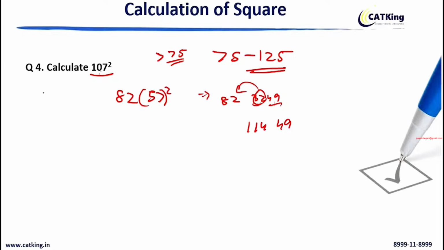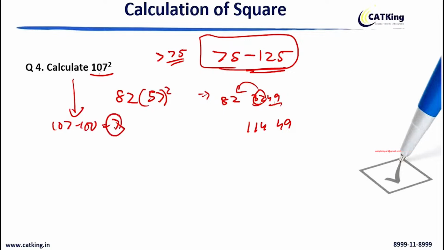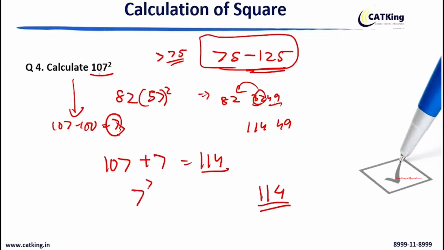I have an easy method for you for this range, for greater than 75. What you will do is, you will simply take the difference from 100. So what is the difference from 100? 7, right? 107 minus 100 is 7. Just take the difference from 100. Now add this difference to the number itself. What is the number? 107. Add 7 to 107, you will get 114. These will be the first three digits, correct? For getting the last two digits, just take 7 square. What is 7 square? 49.